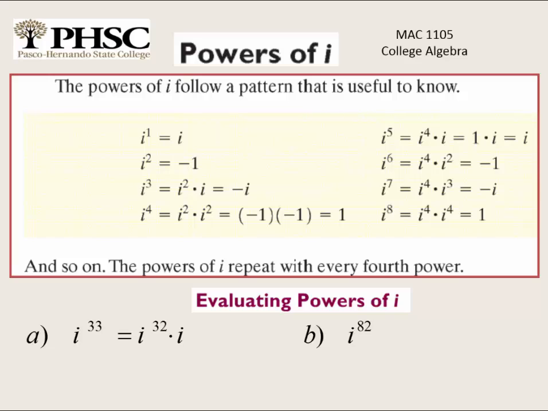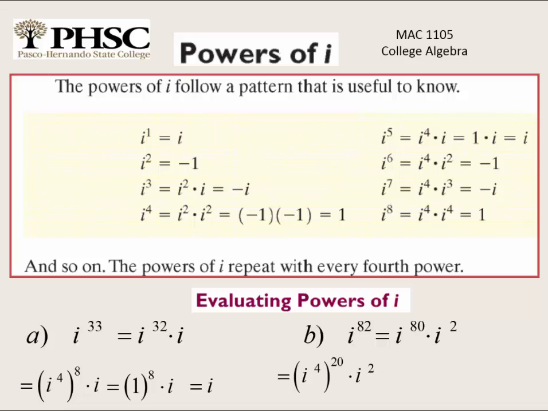So i to the 33rd power is equal to i to the 32nd times i, which is simply i to the fourth raised to the eighth, which is 1 to the 8th power times i, which is just i. i to the 82nd power is i to the 80th times i to the second power. We further reduce it some more, and then we end up with negative 1.